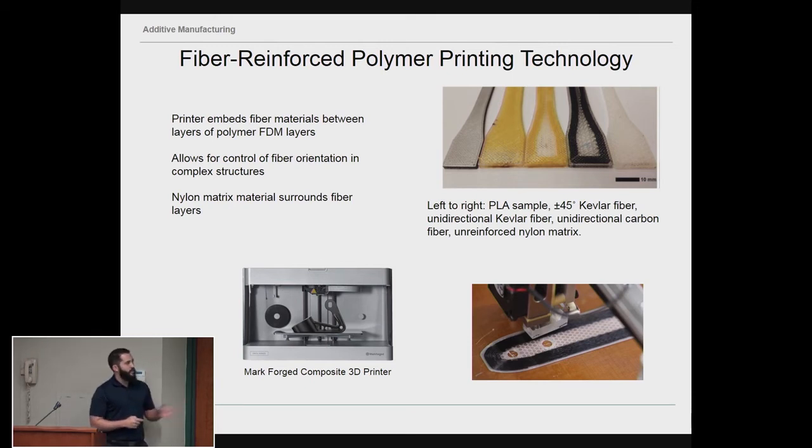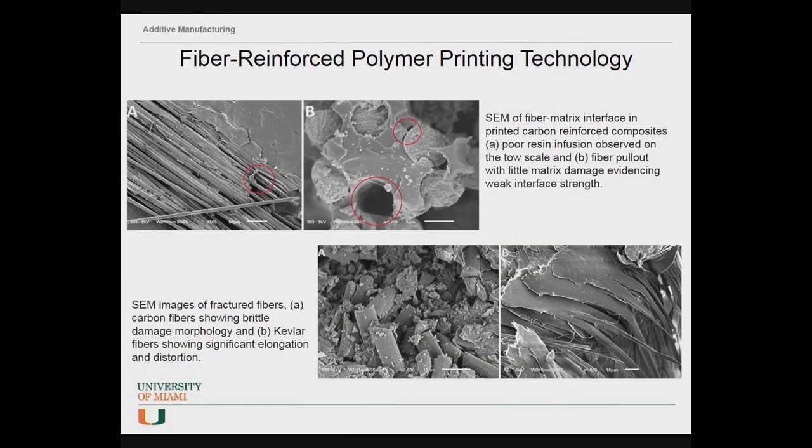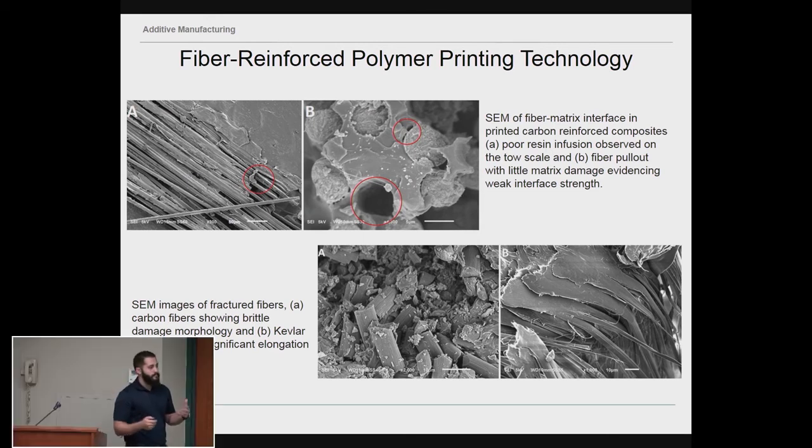So these are samples that we tensile tested to see what kind of failure morphology there will be in the fracture surfaces. So here we see some limitations with the technology, something that we're looking to improve. We see poor resin content with carbon fiber reinforced composites or any fiber reinforced composites. You want to see good flow of resin into the fibers. You see fiber pullout, so probably improving the interface between the fiber and the matrix bonding.